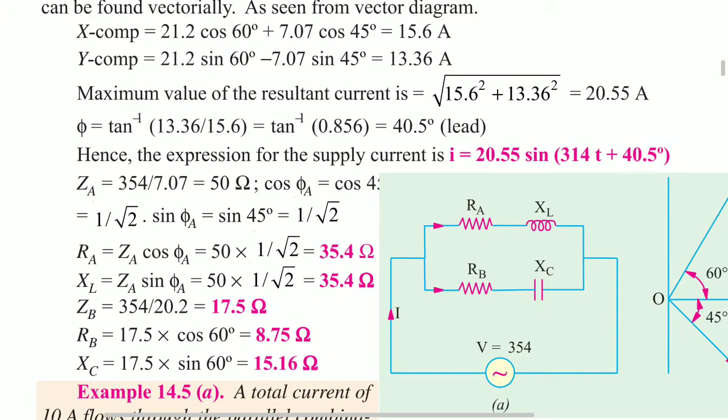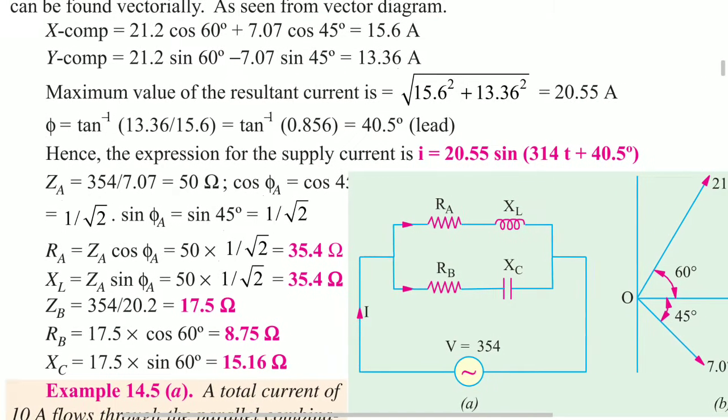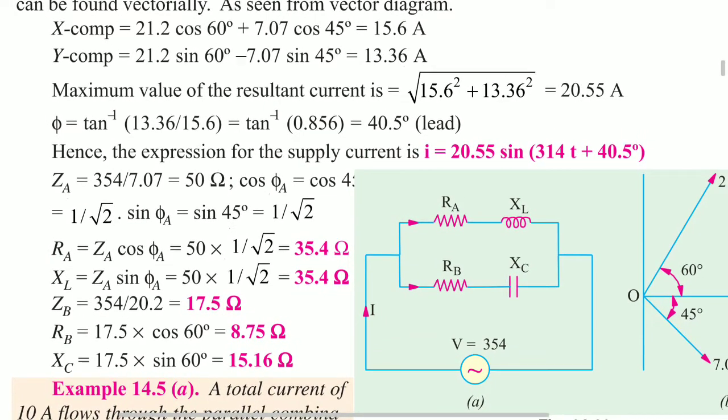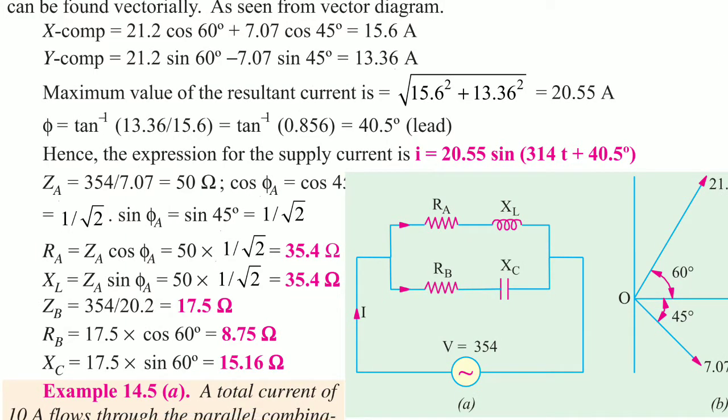Now sin phi_A is equal to sin 45, that is 1 by root 2. Now R_A is equal to Z_A cos phi, that is 50 into 1 by root 2, so R_A is 35.4 ohms. Now X_L is also Z_A into sin phi_A, that is 50 into 1 by root 2, which is equal to 35.4 ohms.